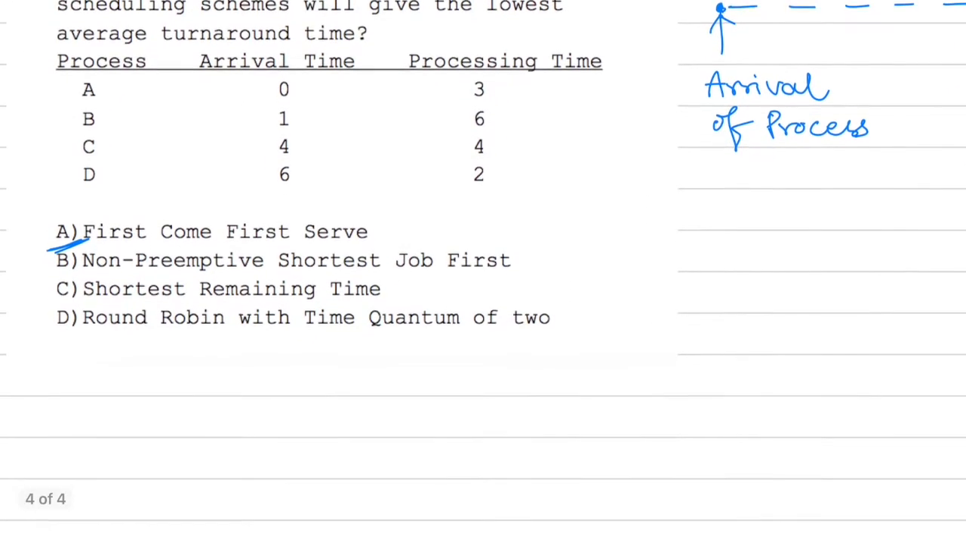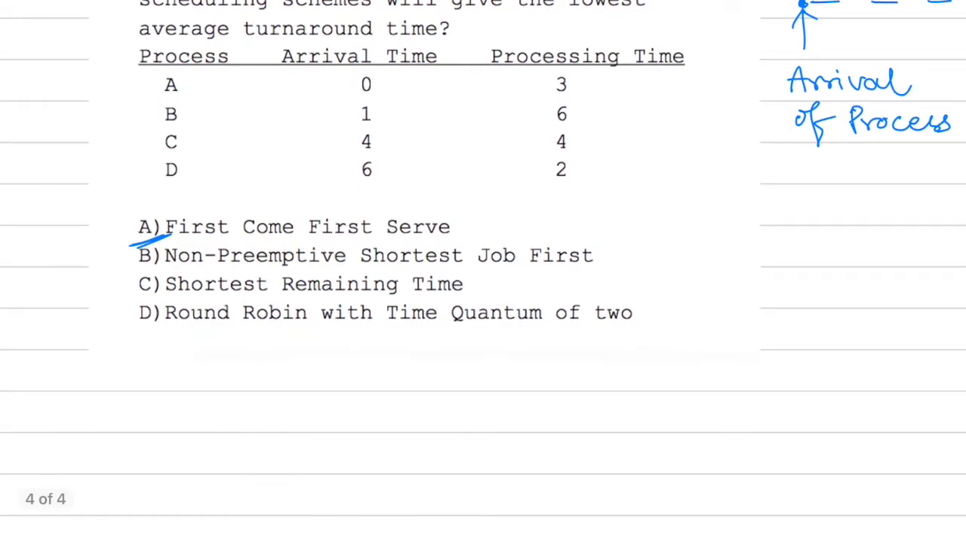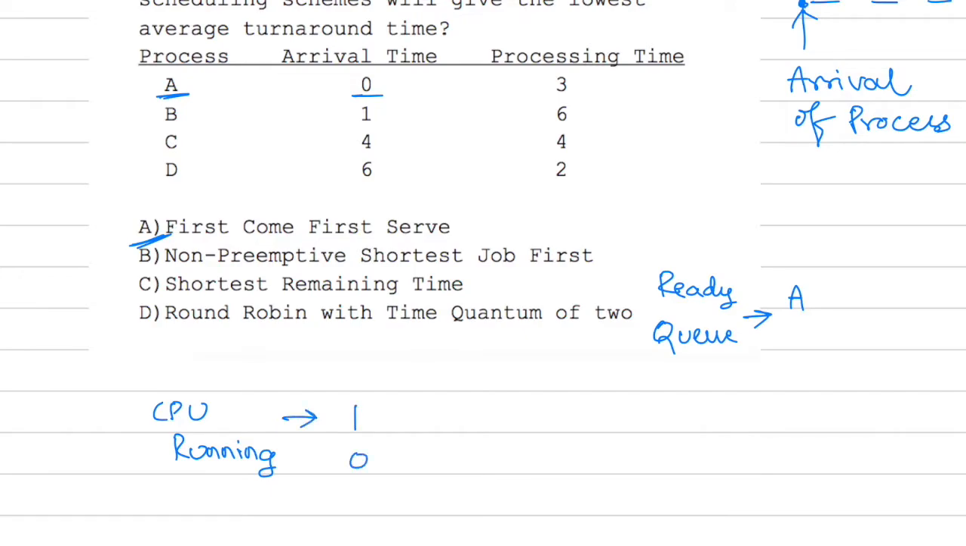Let me zoom in here. So we have something called the ready queue. So let me write it down here, ready queue. Okay. So at arrival time 0, process A arrives. So it goes into the ready queue. Now A doesn't have any competition, so A immediately gets picked up for our CPU running. It goes into the running state from the ready state. So this is my time 0 and A gets picked up here.